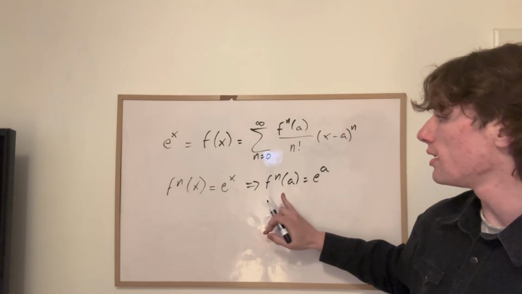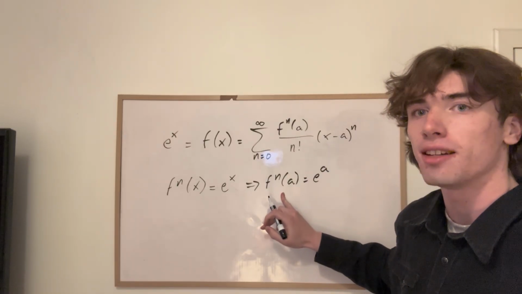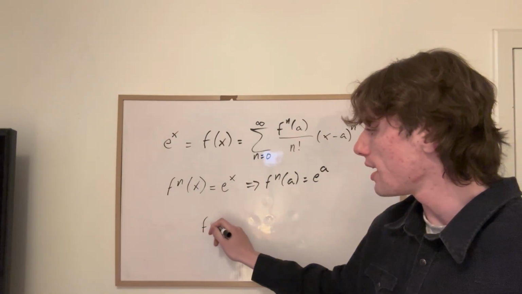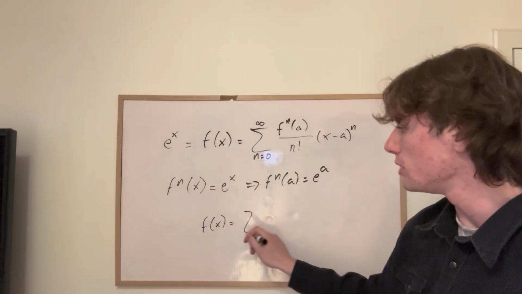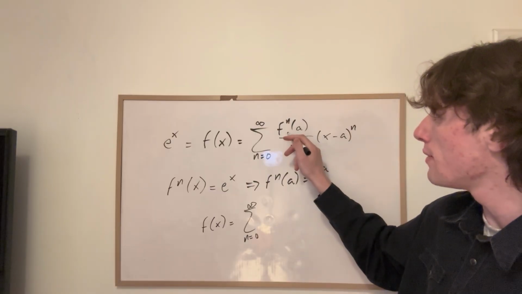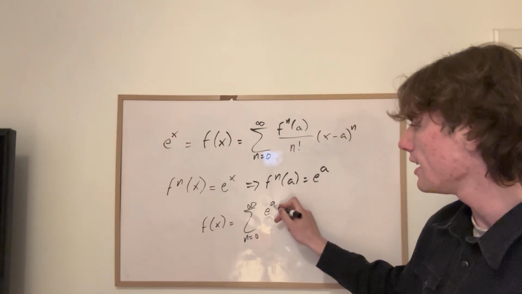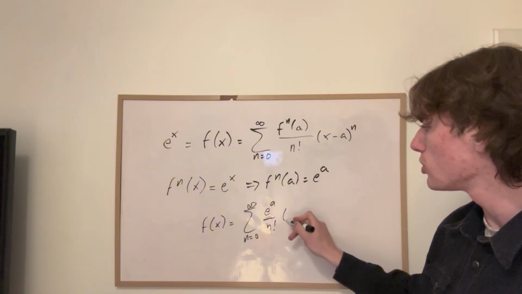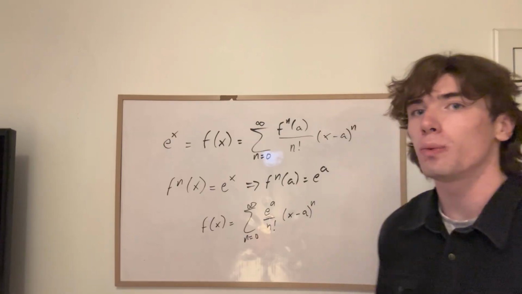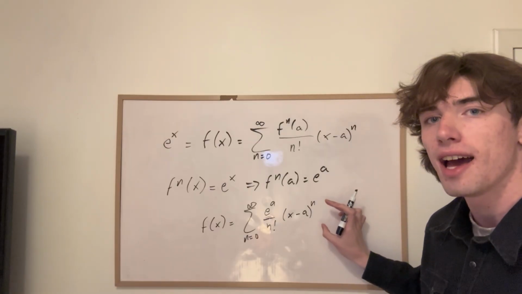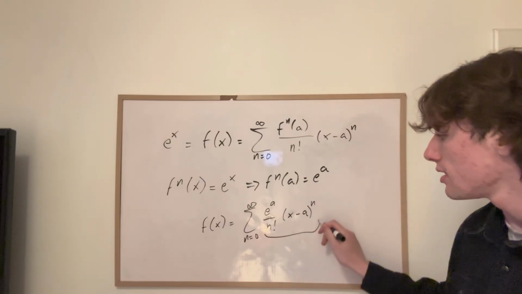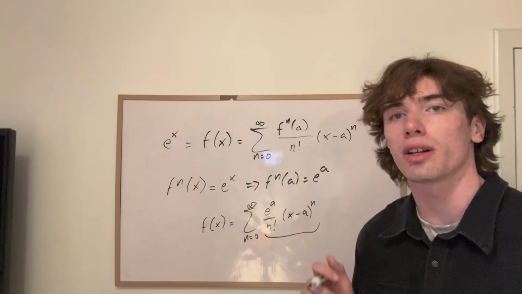And this is our formula for the nth derivative evaluated at our center a, which we're going to plug into this formula right here. So f of x is equal to the summation starting from n equals 0 to infinity of the nth derivative at a, which is e to the a, over n factorial multiplied by x minus our center a to the power of n. So now we've represented e to the x as a Taylor series centered at a. And now we're going to use this to do our convergence test.